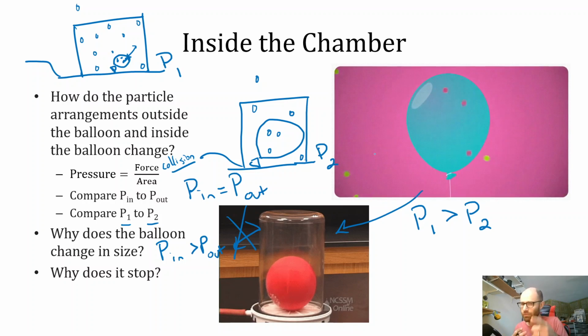Now here's the thing about pressure. That area is still there too. If the balloon gets bigger, then the area goes up. Force over area goes down, right? 1 over 2 versus 1 over 3 versus 1 over 4. So what will happen is that as the balloon expands, the pressure inside will also decrease.